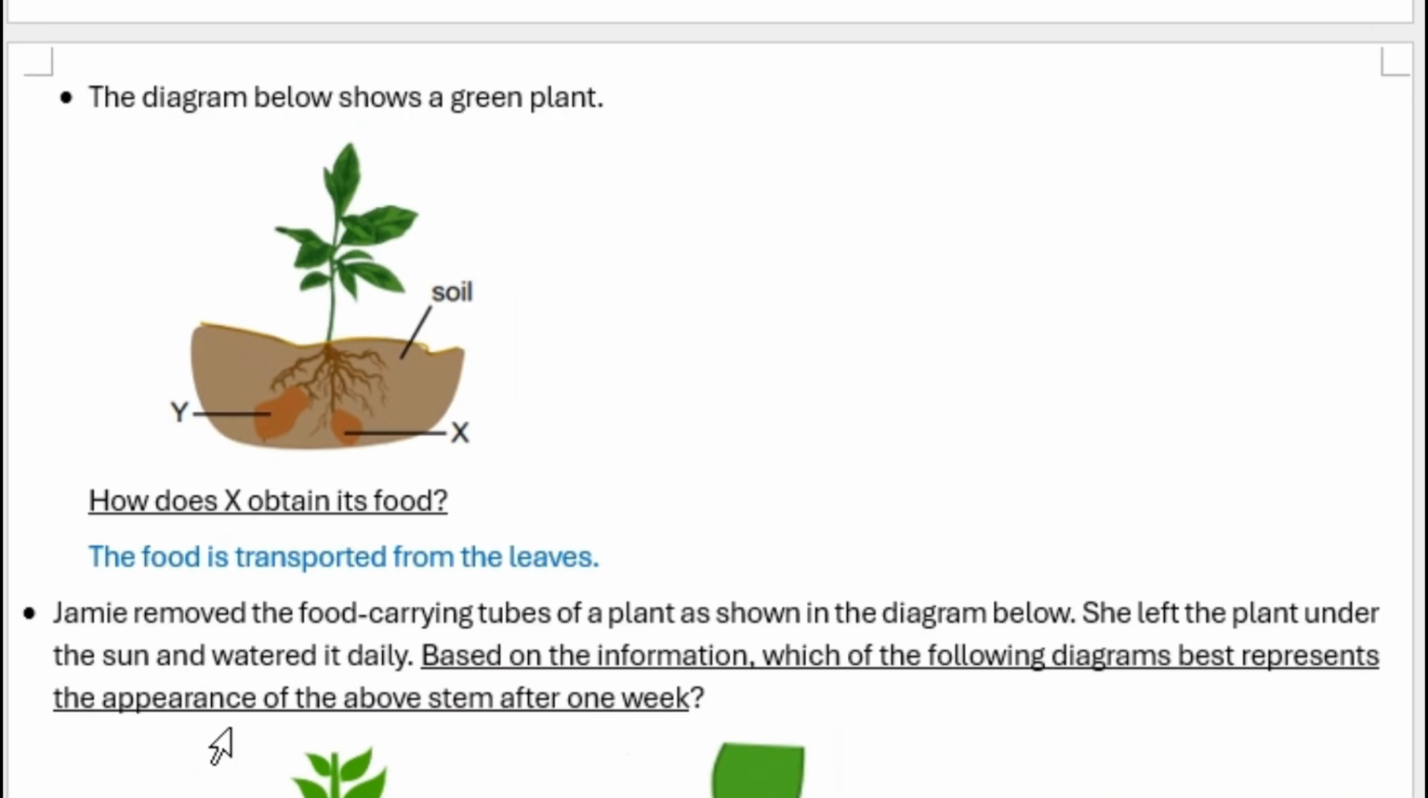The diagram below shows a green plant. How does X obtain its food? The food is transported from the leaves. Jamie removed the food-carrying tubes of a plant as shown in the diagram below. She left the plant under the sun and watered it daily. Based on the information, which of the following diagrams best represents the appearance of the above stem after 1 week?